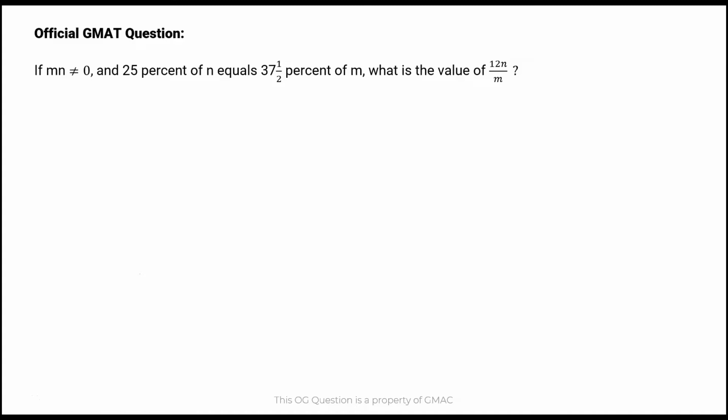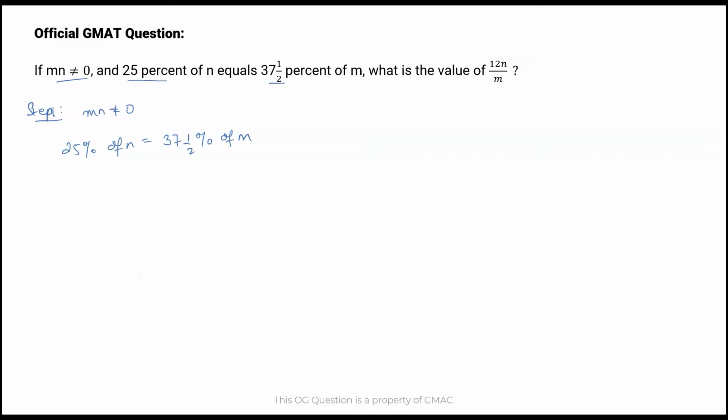In this question, we are given that the product of m and n is not equal to 0. Let's write that down first. So m into n is not equal to 0. We are also given that 25% of n equals 37.5% of m. So we have 25% of n equals 37.5% of m. So this is what we have.